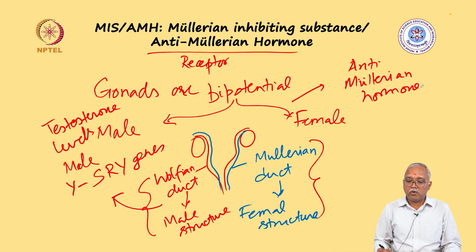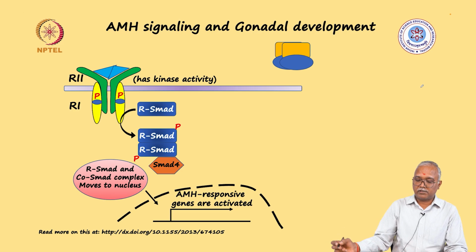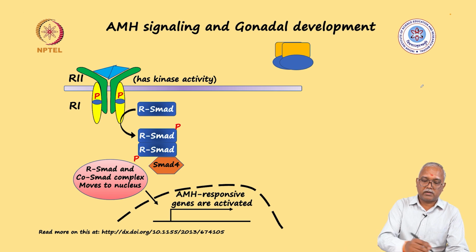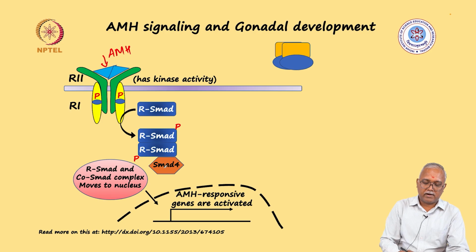And what we have come to know, that this hormone also responds through the receptor serine threonine kinase. So normally you think about signaling which is by receptor serine threonine kinase. You have again the heterotetrameric assembly of the receptor and binding of the AMH activates the SMAD, co-SMAD forms, this moves into the nucleus, and AMH responsive genes are activated.